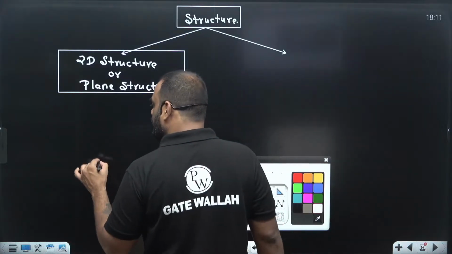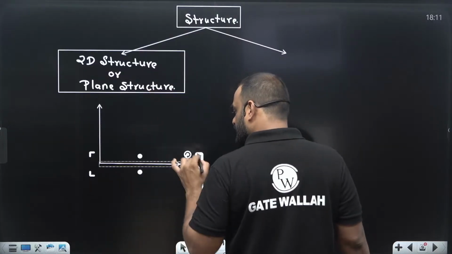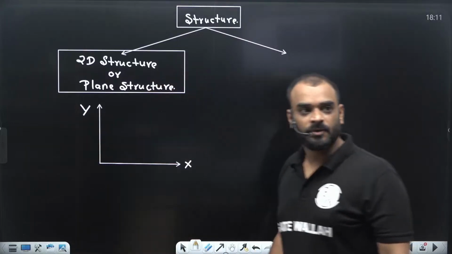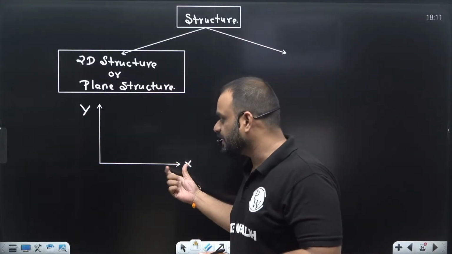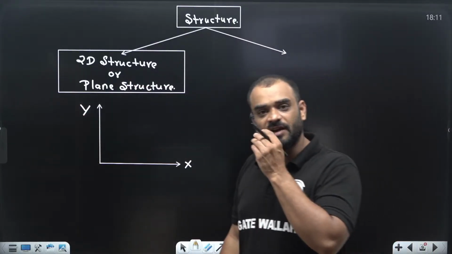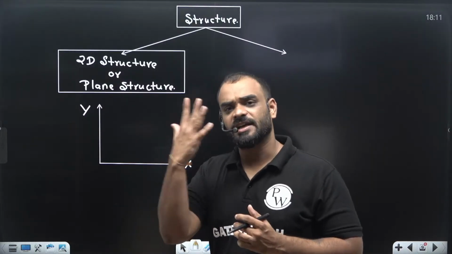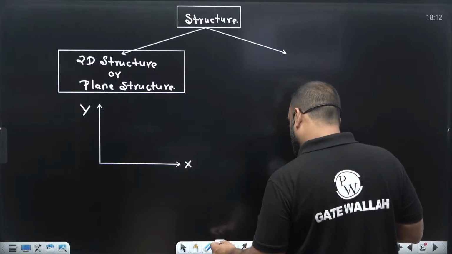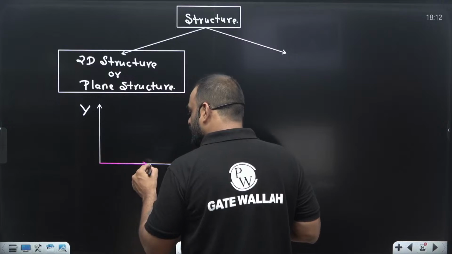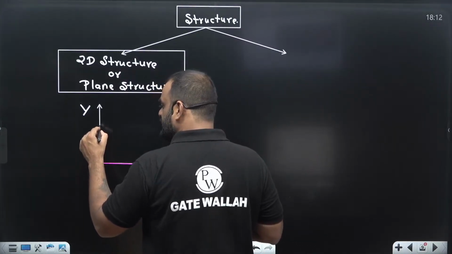Now guys, in case of 2D, what will happen? Let us consider this is the x-axis and this one is the y-axis. You remember, in yesterday's class we discussed that each and every axis will have two forces: one is linear force and the second is angular force. So if I apply a linear force along the x-axis, it will be Fx, and if I apply a linear force along the y-axis, it is Fy.